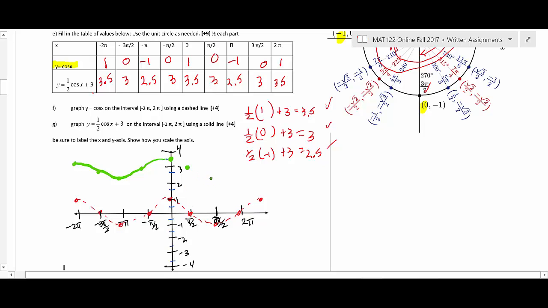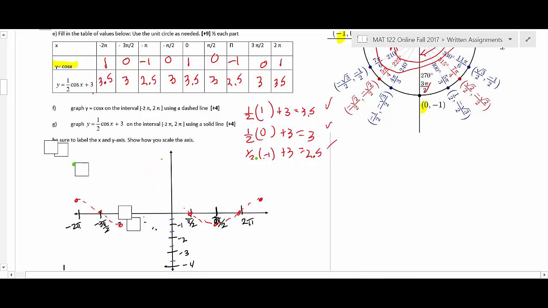That would be 3, 2.5, 3, and then back to 3.5. So again, just plotting the points. Okay, I think I missed something there somehow. Let's see. You know what I did? I did kind of a really dumb thing here. Pi over 2, I didn't even scale that right.